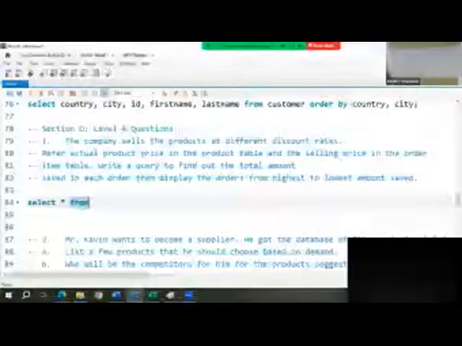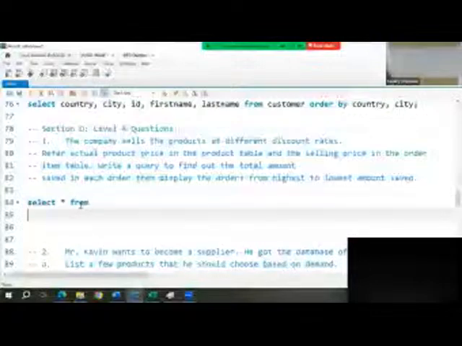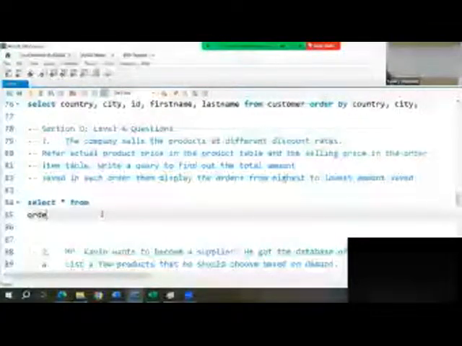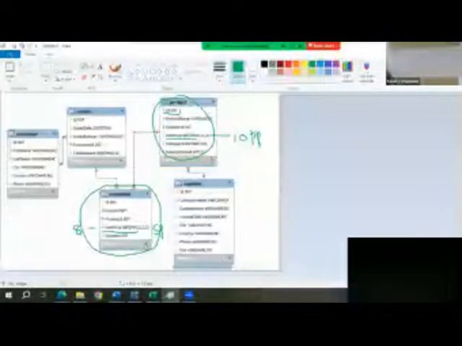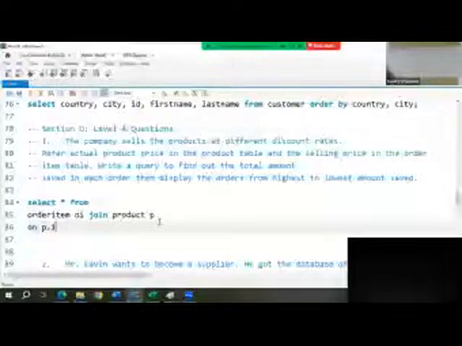So let's select all from, you guys tell me what table? order item oi join product p, of course on p dot id is equal to oi dot product id. So I will get all this information.